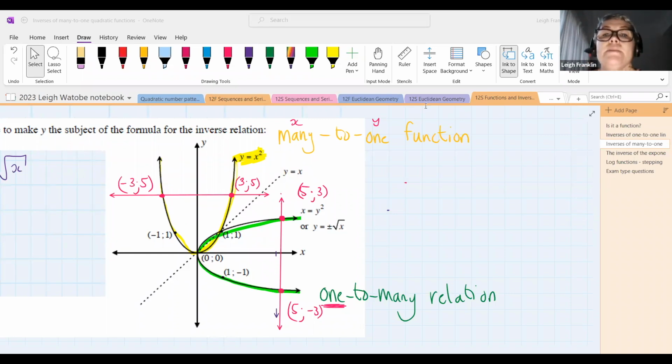Yes, that's what I'm saying. You can't have the same x with two different y's, but you can have the same y with two different x's. Okay, thank you, ma'am.